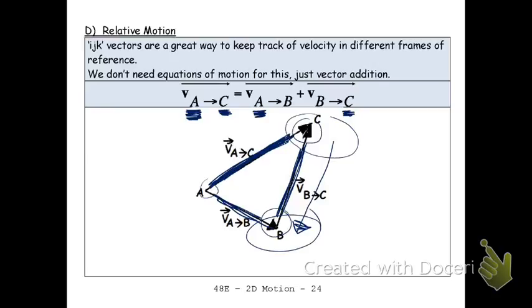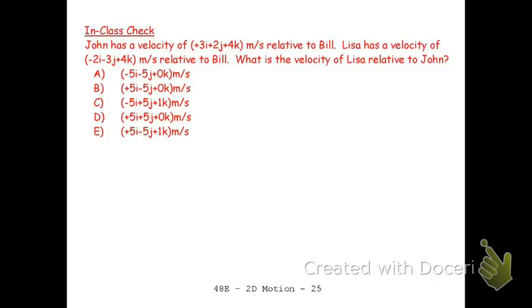So let's do an example and I'll show you how it goes. John has a velocity of that relative to Bill. So there's the velocity of John, and it doesn't matter the language, just keep the order the same. So-and-so relative to so-and-so. I'm not going to try and trick you with that. So make sure you put John, Bill. So John relative to Bill is that. And Lisa has a velocity of that relative to Bill.